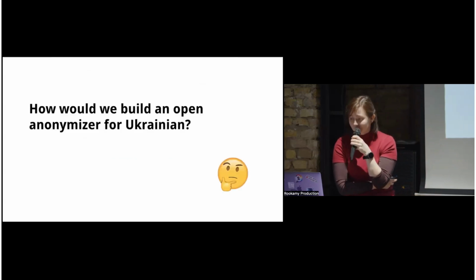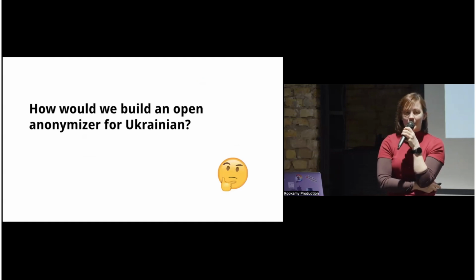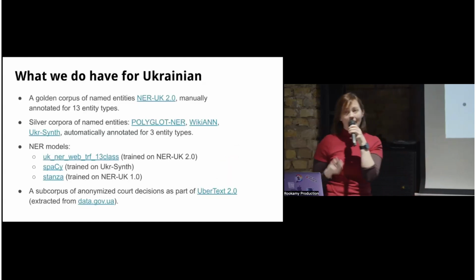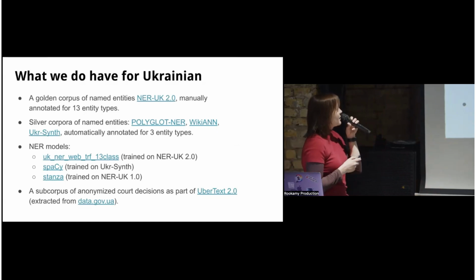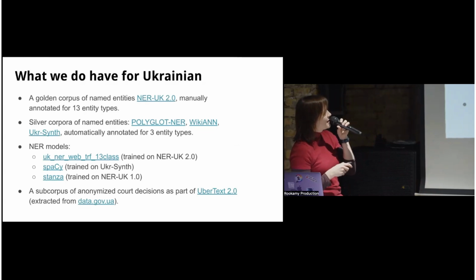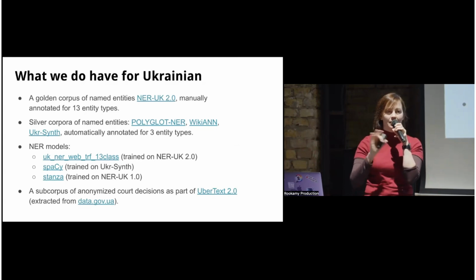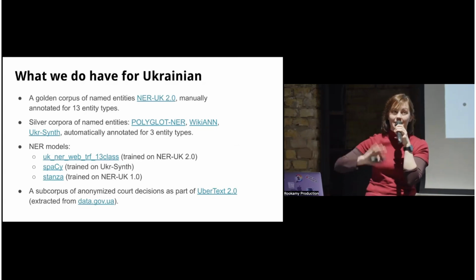So what can we do? How would we build an open anonymizer for Ukraine? Let's see what we already have. We actually already have a lot. First of all, we have a golden corpus of named entities, NER-UK 2.0, manually annotated for 13 entity types. It contains text from the Наші Гроші website, which is riddled with entities. There are so many entities there.